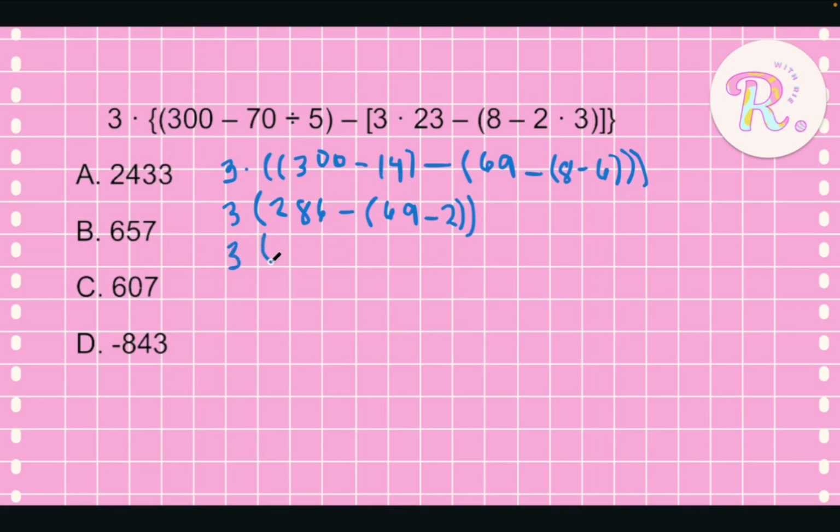Further simplifying this one, 286 minus 69 minus 2, that's 67, right? Okay, further simplifying, 286 minus 67, that's 219. Times 3, the answer is 657. And that's B. So that's how I usually answer. You can do this a whole lot quicker, like with your eyes, like Hokage moves, target techniques, okay? So that's how you answer this one.